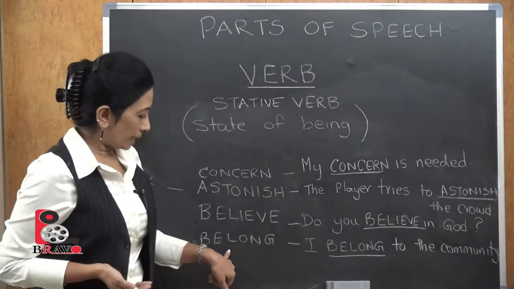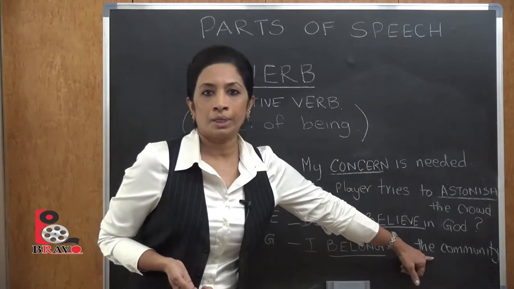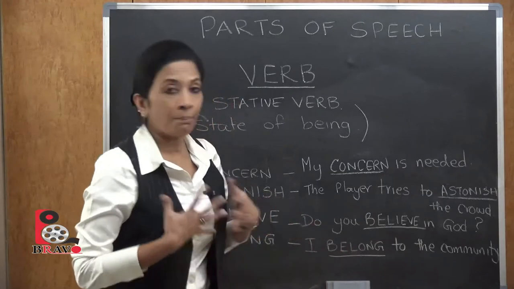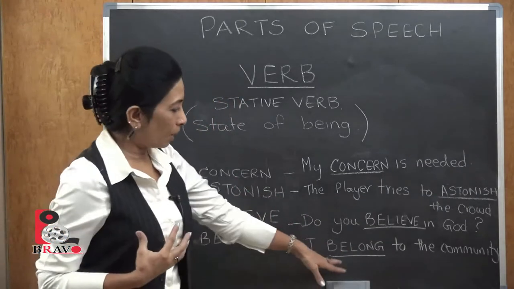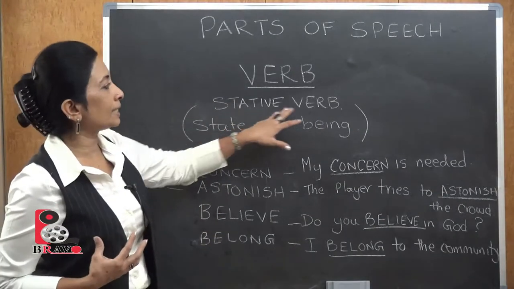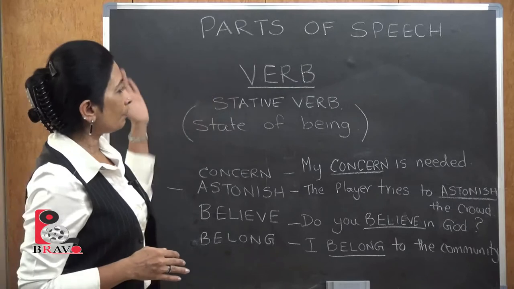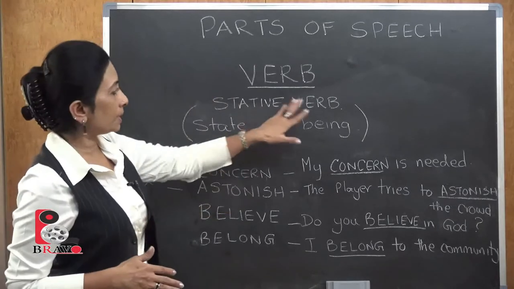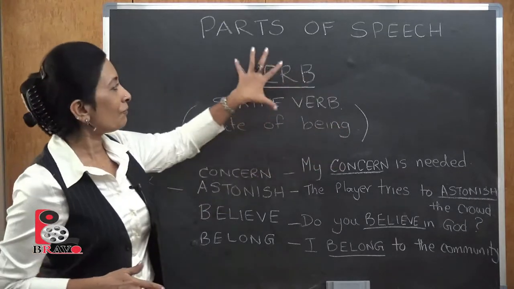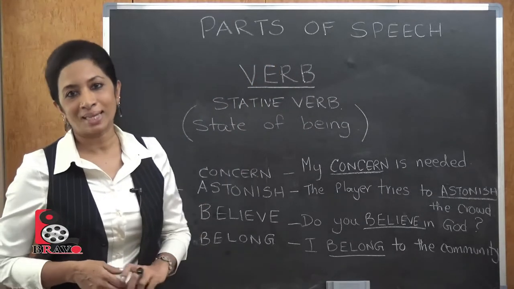The next one, the last one I've chosen, is belong. I belong to the community. This is my belonging. It's mine. I belong to this community. So these are some of the examples of this stative verb, which is part of the verb family, and the previous one was the action verb. This is the first of the 8 parts of speech that we use in the grammar of English.